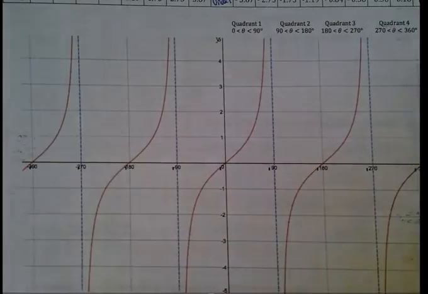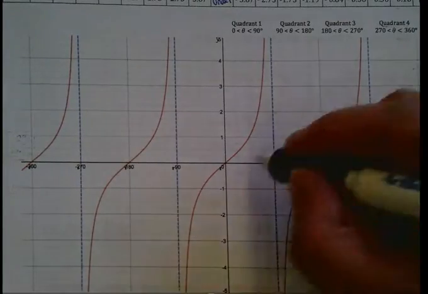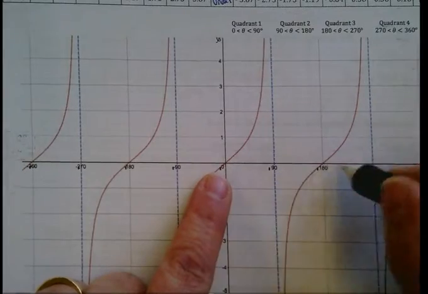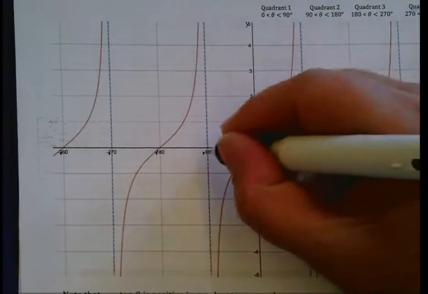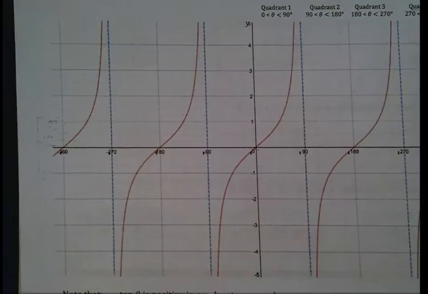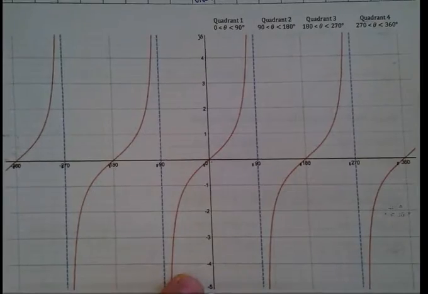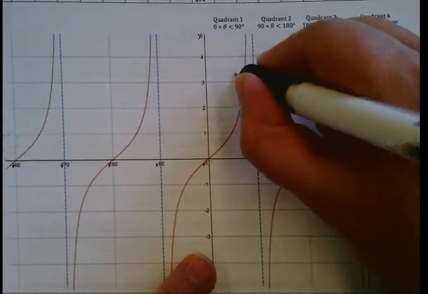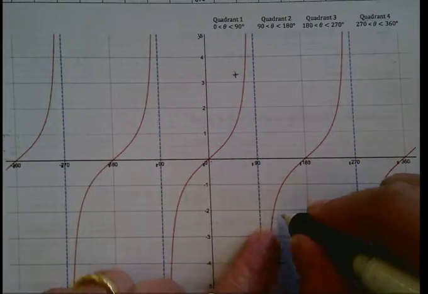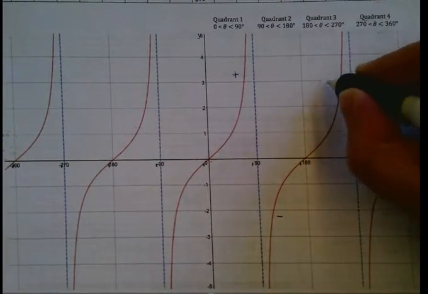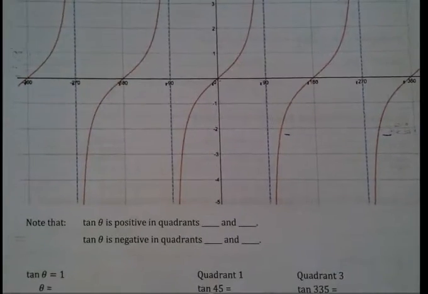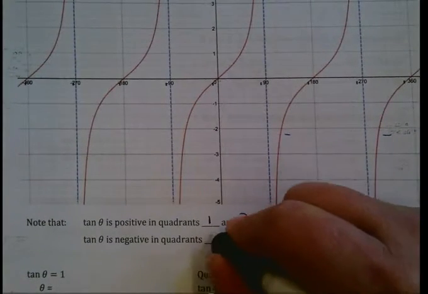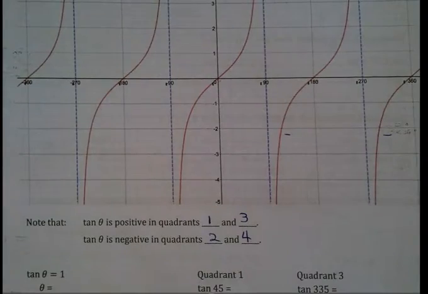Yeah, every 180 degrees. So if you're looking here, we've got 0, 90, 180, 270, 360 over here, and then we've got the negative angles back here, negative 90, negative 180, negative 270, negative 360. So we're looking at quadrant 1, positive. Quadrant 2, it's negative. Quadrant 3, we're positive. Quadrant 4, tan is negative from 270 to 360. Okay, now tan is positive in quadrants 1 and 3, and it's negative in quadrants 2 and 4.